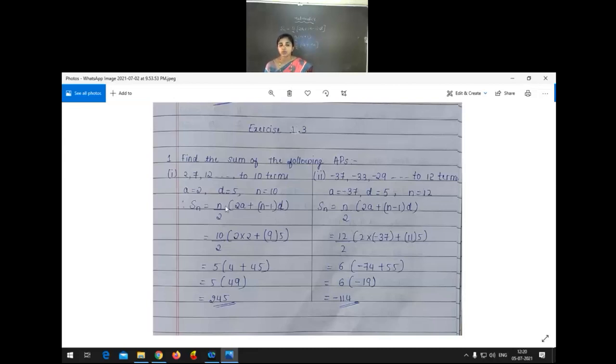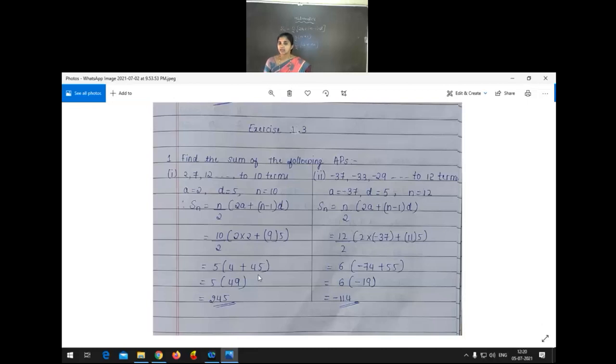Then in the n place we take 10 divided by 2, into 2 into the a value, which is 2, plus n minus 1, that is 10 minus 1, which is 9, into the difference 5. Next step, 10 by 2 is 5. Then 2 2s are 4 plus 9 5s are 45. Then 45 plus 4 is 49. So 5 into 49 is 245. I think you got the answer for this question.